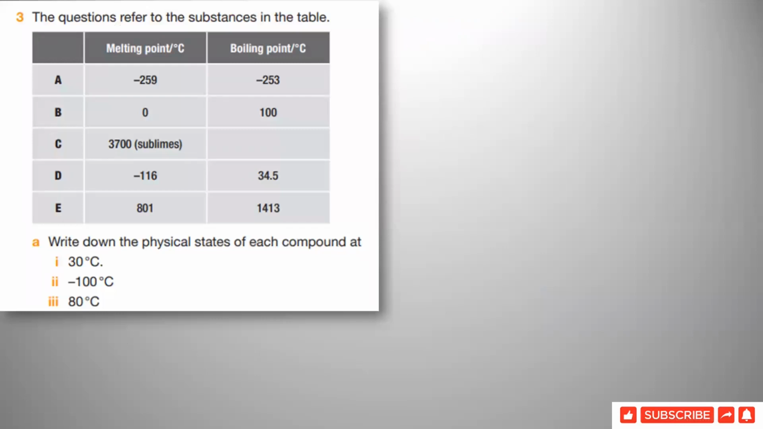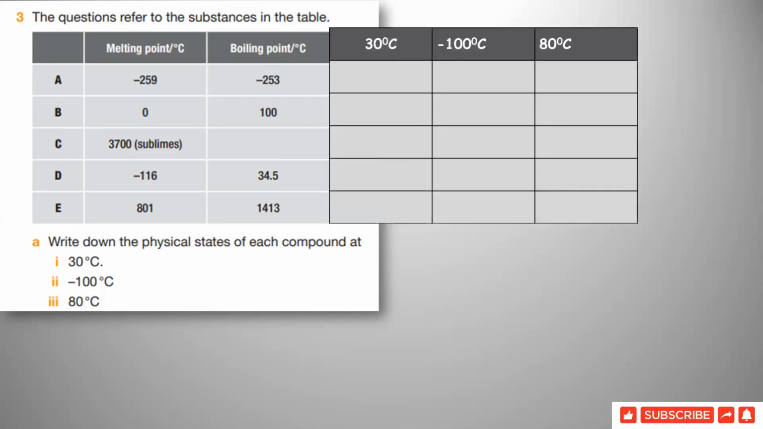Question 3. The question refers to the substances in the table, A, B, C, D, and E. A has a melting point of negative 259 degrees Celsius and a boiling point of negative 253 degrees Celsius. We have to show the physical state of the substances A, B, C, D and E at 30 degrees Celsius, negative 100 degrees Celsius and 80 degrees Celsius.